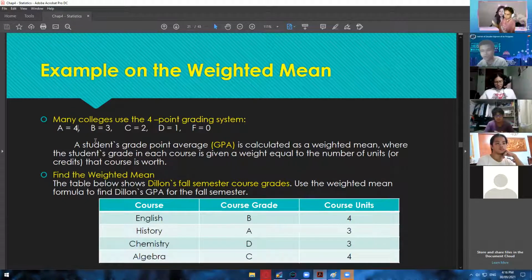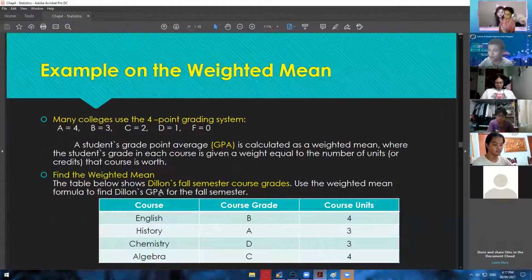Anyway, a student's grade point average or GPA is calculated as a weighted mean, where the student's grade in each course is given a weight equal to the number of units or credits of that course. So the question here is to find the weighted mean. The table below shows the LUN's fall semester course grades. Use the weighted mean formula to find the LUN's GPA for the fall semester. Here is the course, the corresponding course grade, and the course units.